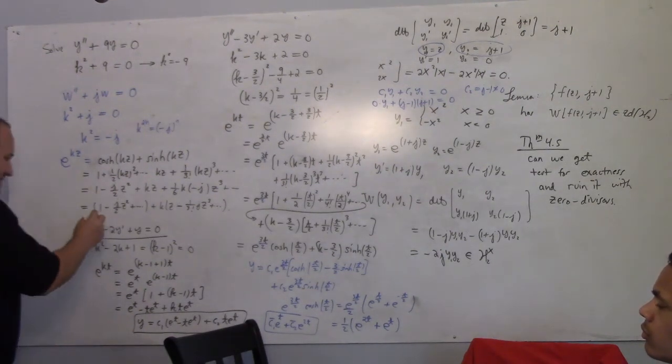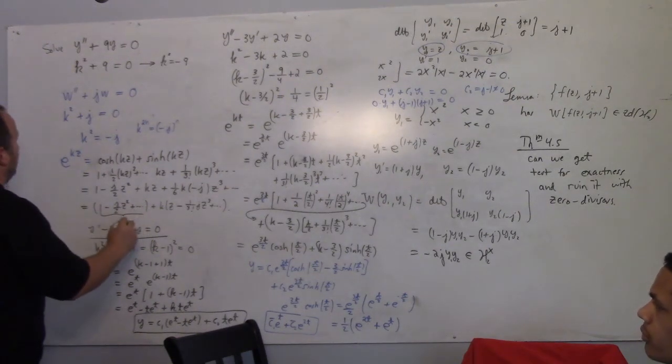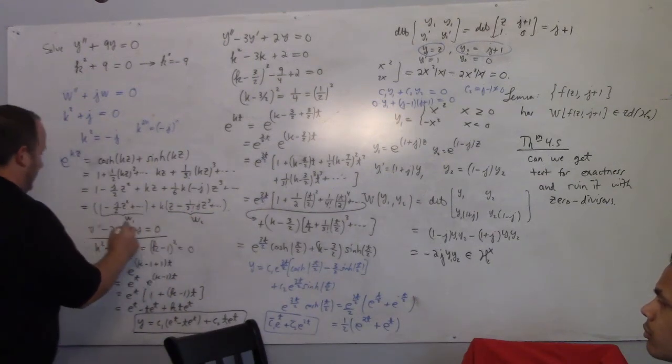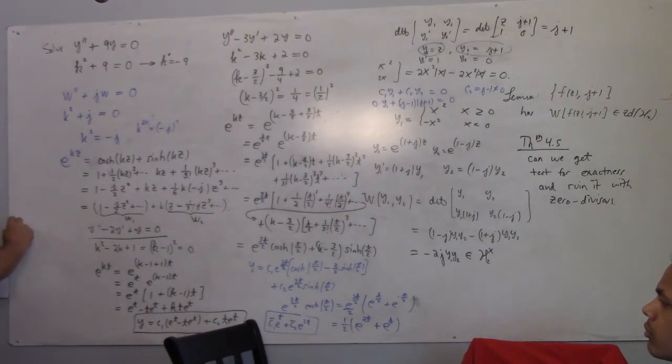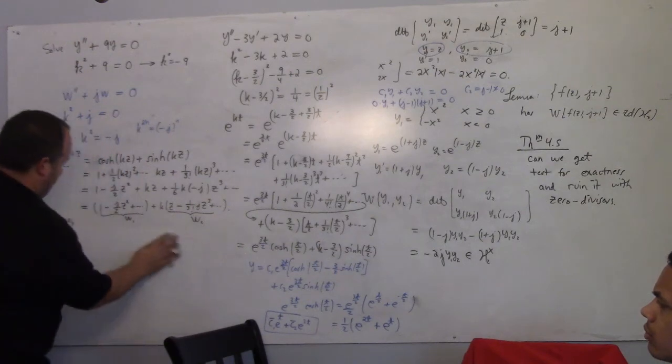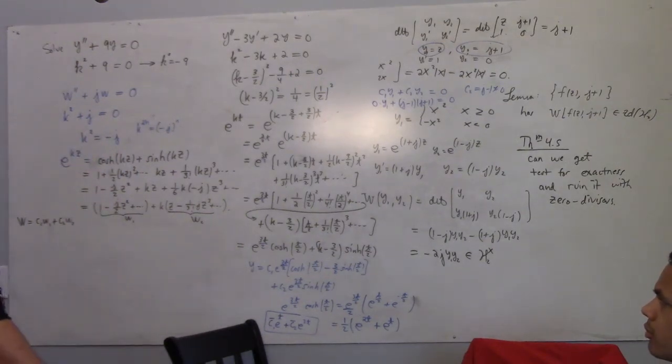Nevertheless, this right here you could call W1. This right here you could call W2, and I'm pretty sure the solution has the form C1W1 plus C2W2. I have not proved that yet. And we could try it out, right? To try it out, let's see here.